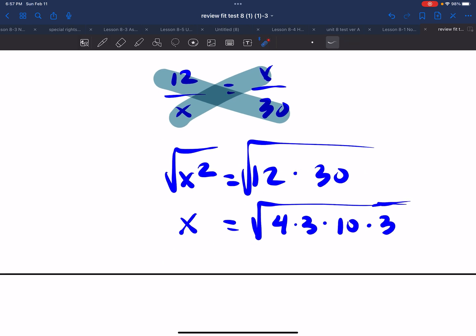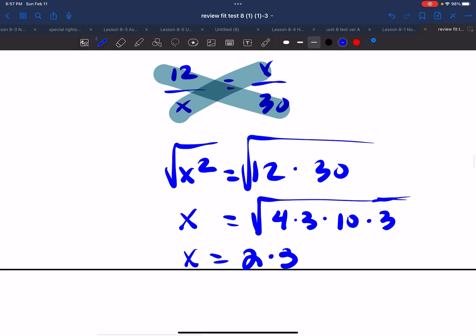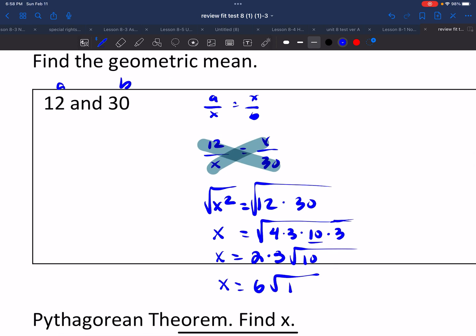I have the square root of 4, that's 2. And then I have the square root of 3 times 3, which is the square root of 9, which means that 9 is a perfect square, and therefore the square root of 9 is 3. So 3 goes outside of the radical. What remains inside? That's the 10. So x is equal to 6 root 10. That's your answer.